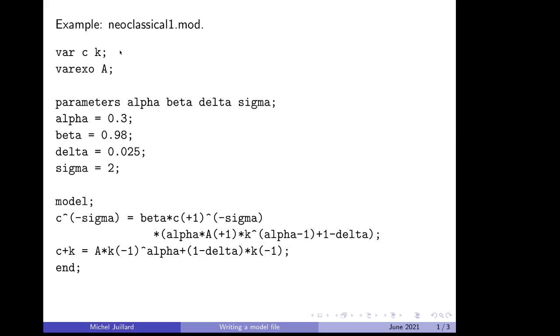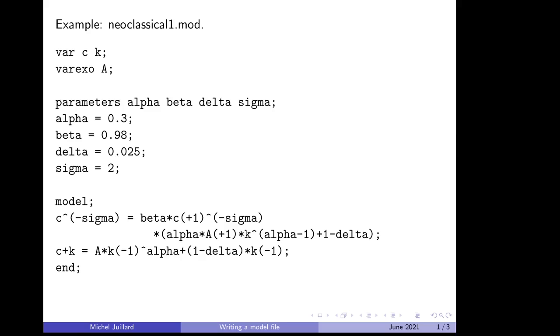The first thing to do in a model file is to declare the variables. The endogenous variables are declared with the keyword var. And then, in our case, we have two endogenous variables, C for consumption and K for the stock of capital at the end of the current period. All Dynare instructions need to be terminated with a semicolon.